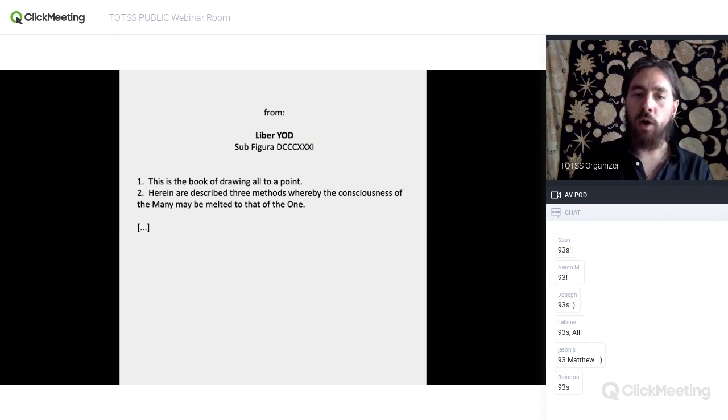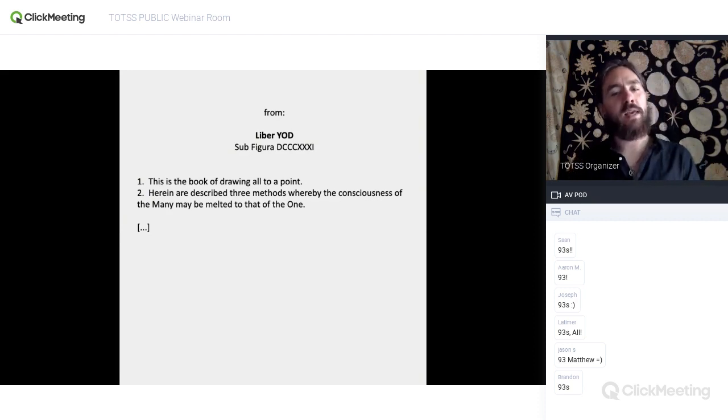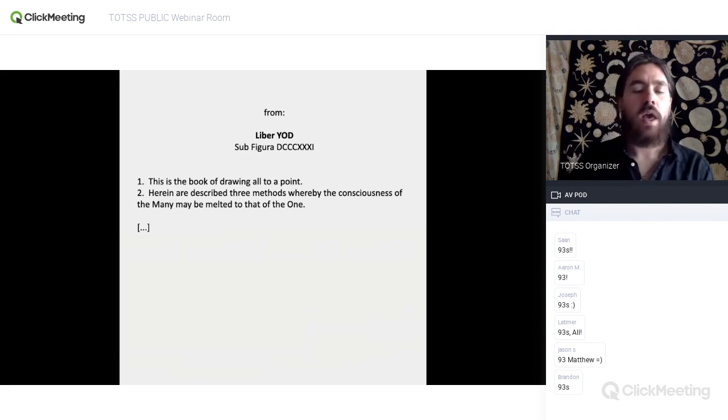So this is the book of drawing all to a point. Herein are described 3 methods whereby the consciousness of the many may be melted to that of the one. And I won't get into a lot of details about the 3 methods. The first one is a ceremonial magic method that involves basically banishing all of the Sephiroth until you're reducing everything down into Kether, to the crown, and then possibly even beyond until everything is gone.